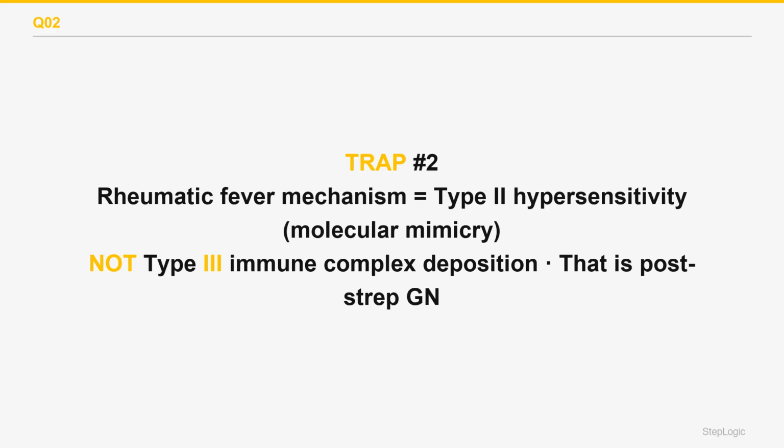Trap 2. Rheumatic fever is type 2. Molecular mimicry between streptococcal M protein and cardiac myosin. Post-streptococcal glomerulonephritis is type 3. Immune complex deposition. Same organism, different immunologic mechanism, different target organ.